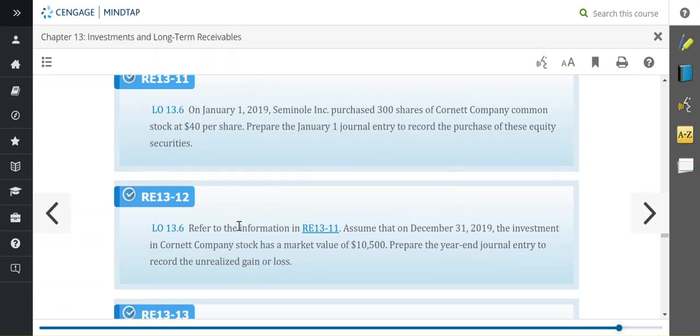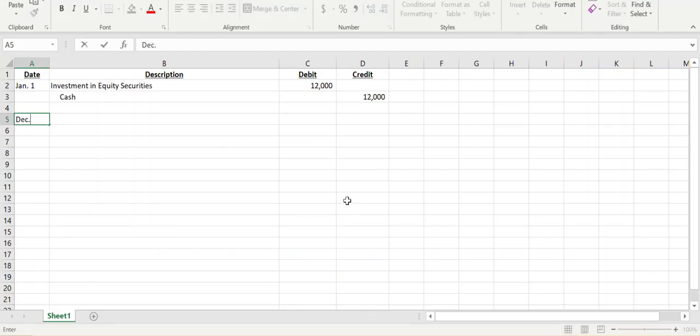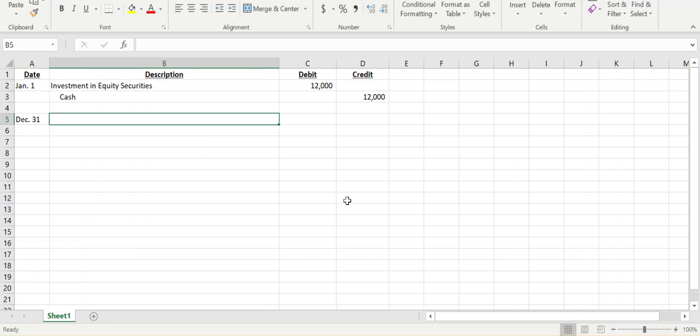In review exercise 13-12, it says to assume that on December 31st, the investment in Cornet Company stock has a market value of $10,500, and they want us to prepare the year-end journal entry to record an unrealized gain or loss. On December 31st, when we're talking about equity securities, the treatment is very similar, kind of mirrors how we record things under the trading securities method.